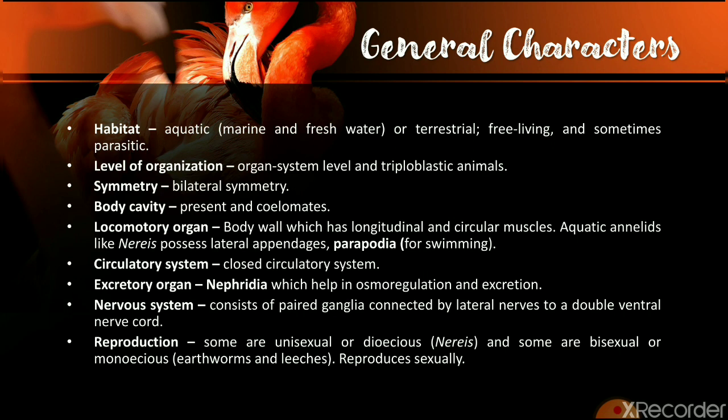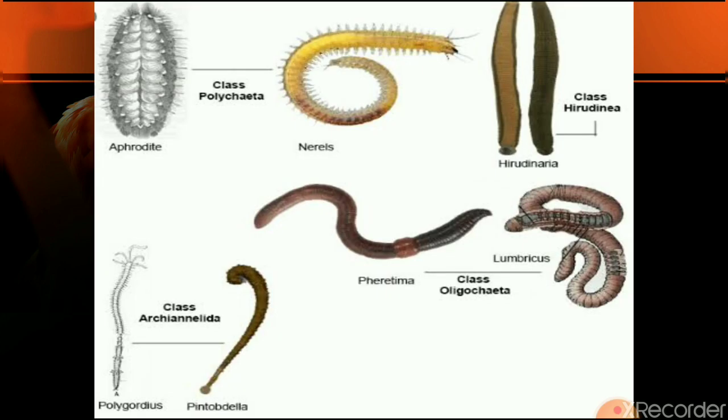Moving on to the next, reproduction. Some members of the phylum are unisexual, while some are dioecious. Some are bisexual, and they can reproduce by both sexual and asexual reproductive methods. Some common examples are Aphrodite, Nereis, Hirudinaria, Pheretima posthuma, Lumbricus, Pontobdella, etc.